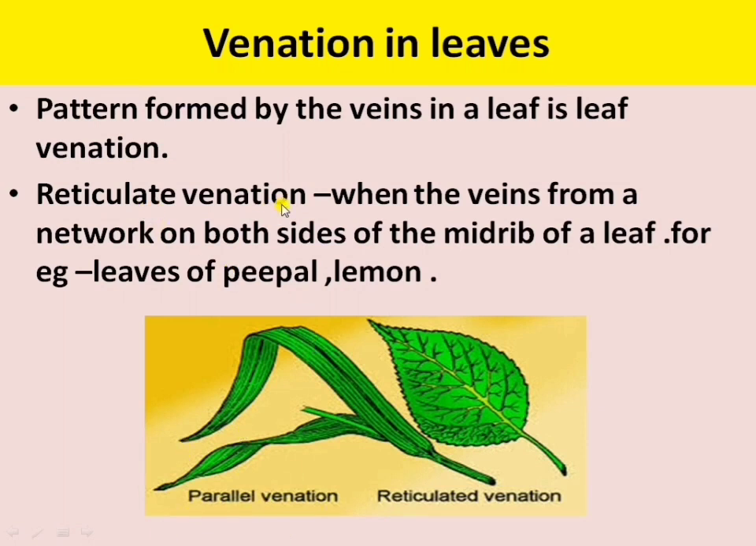In reticulate venation, when the veins form a network on both sides of the midrib of a leaf, it is reticulate venation. As you can see, these veins go to both sides. For example, the leaves of peepal or lemon are examples of reticulate venation.